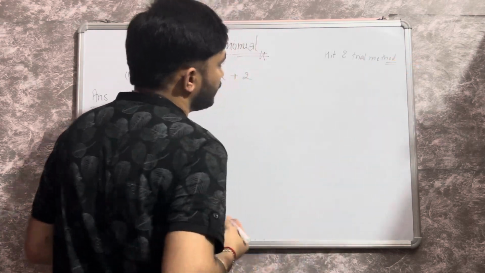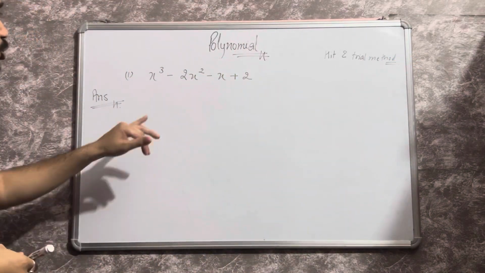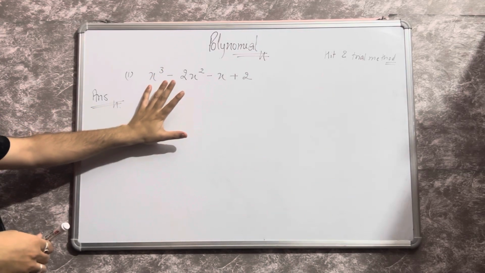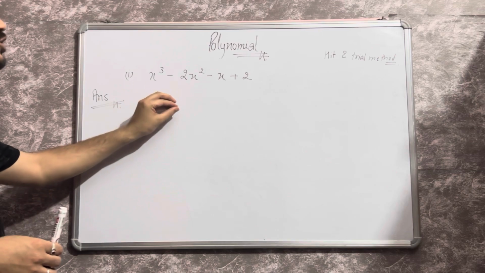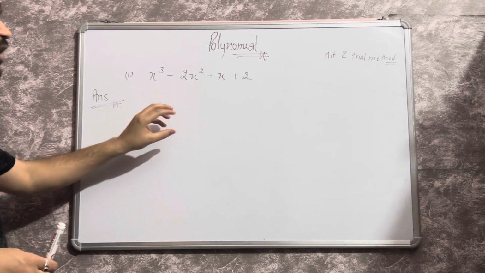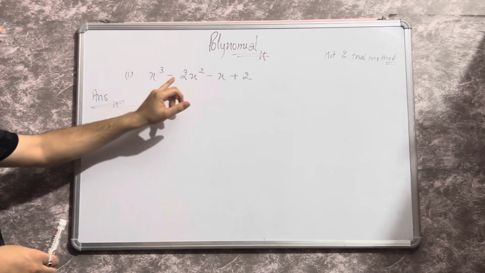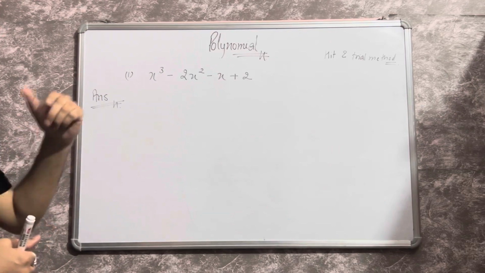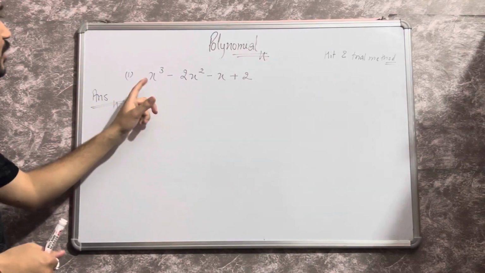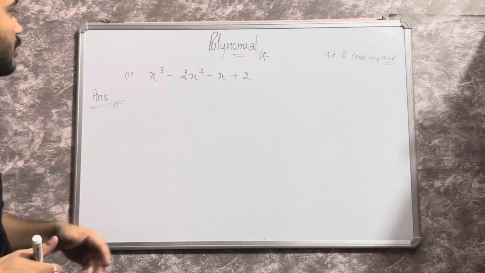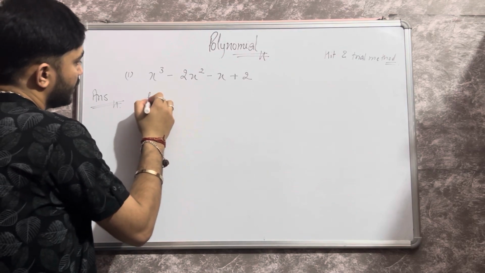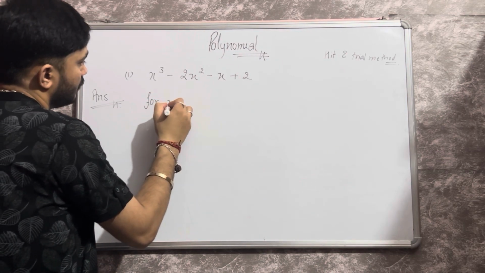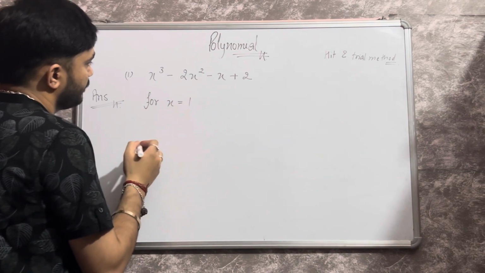What is hit and trial method? It means you put any value of x that you know, let it be x equal to 0 or x equal to 1 or x equal to -1 here, and if you get the answer 0, then it is a value of x as your answer. So for the hit and trial method, let x equal to 1 here.